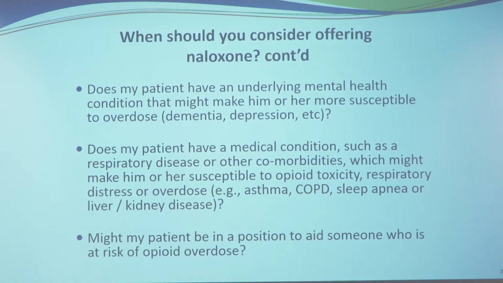Do they have other medical conditions? In particular, this would be respiratory disease or other comorbidities. We know that from an opioid overdose, you die because you stop breathing. If you already have COPD, if you already have asthma, you're at that much higher of a risk of stopping breathing. These are things you want to know as a clinician, as a prescriber. Hey, my patient has COPD and they're on an opioid. We need to make sure they have naloxone, and that somebody in the household is trained on how to use it for them.